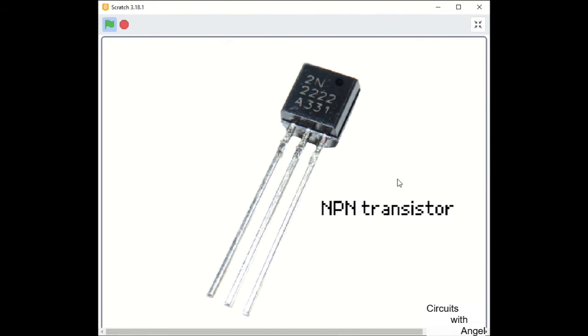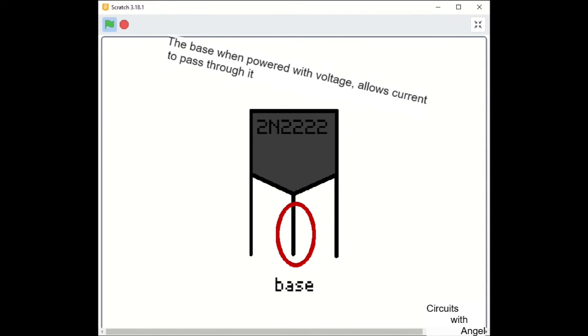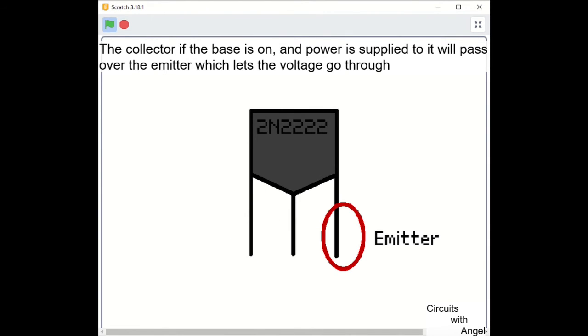Generally, all transistors work like this. This middle leg here is the base, which when powered with voltage allows current to pass through it. Then we have the leg on the left, and that is called the collector, which, if the base is on, when you supply voltage to it, it will pass through the transistor and over to the right leg, which is the emitter, and it lets the voltage go to the rest of the circuit.